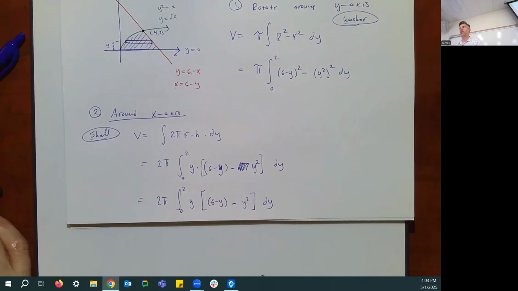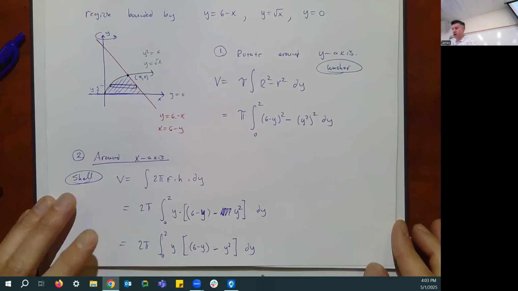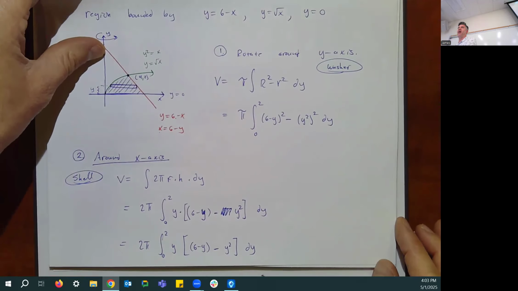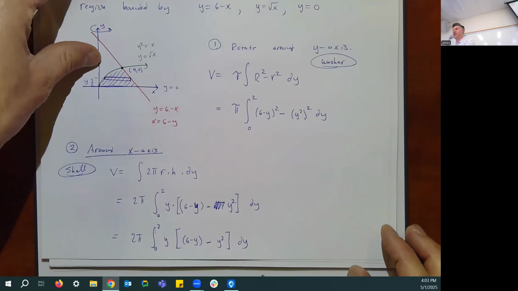So, lots of washers and shells and discs. Practice, practice, practice, right? I mean, the way to get it down is to just do it a lot. So, moving along to arc length.